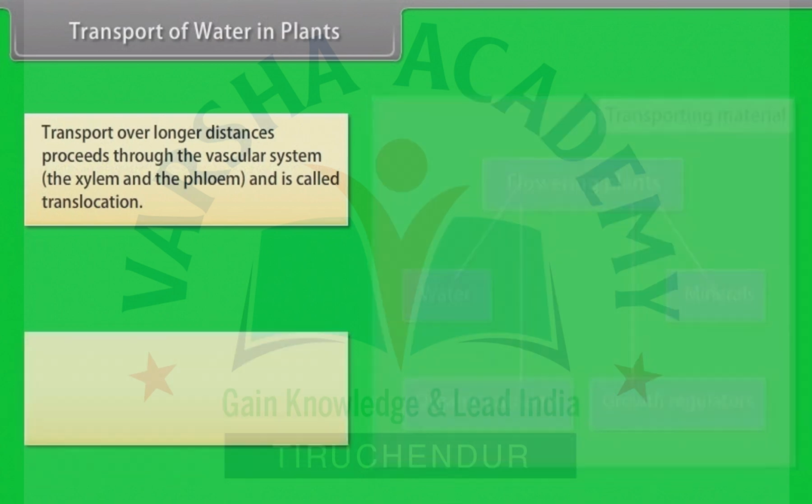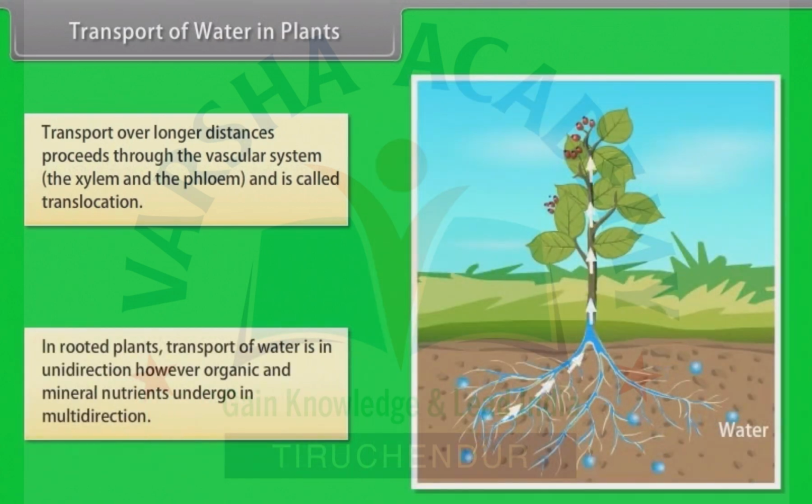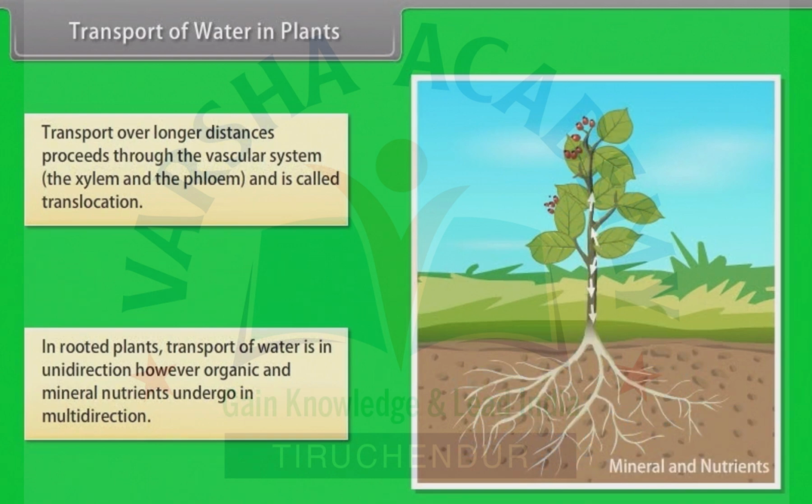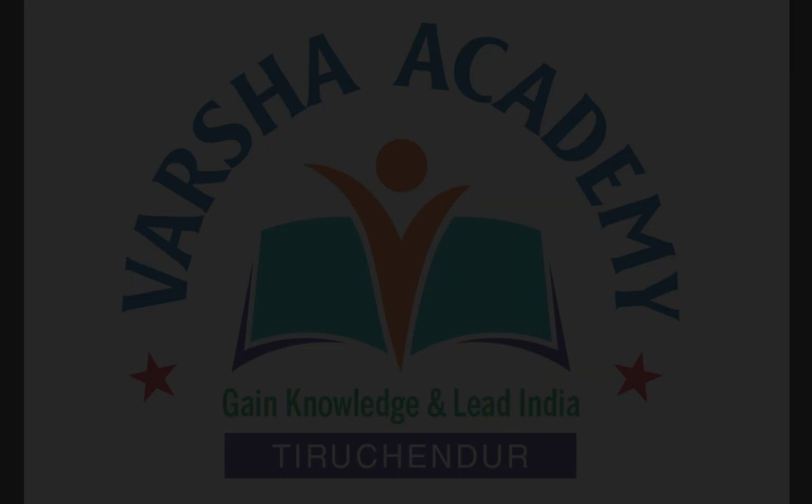You will be surprised to know that in rooted plants, transport in xylem is essentially unidirectional, from roots to the stems. Organic and mineral nutrients, however, undergo multidirectional transport. Now we will learn about the means of transport for short distances in plants.